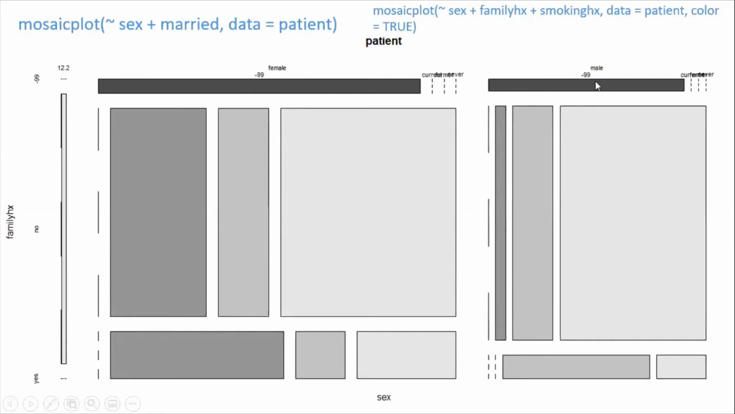If you look at males, it is also the same. Those who never smoke and have no family history, no, is the largest one. And those who former smoke say yes to family history. So there seems to be some pattern of association. But I think this graph is a little bit confusing if you are not used to looking at this kind of graph. Anyway, we call this kind of graph a mosaic plot.